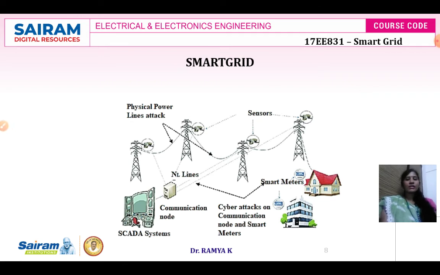This is your smart grid. If you see the smart grid, we have a SCADA system. The SCADA system is for communication purpose, that is to communicate the different vulnerabilities, attacks, power generation, power consumption, and what is the amount of power required by the consumer. So all these things will be done with the help of this SCADA system, with a proper communication network.